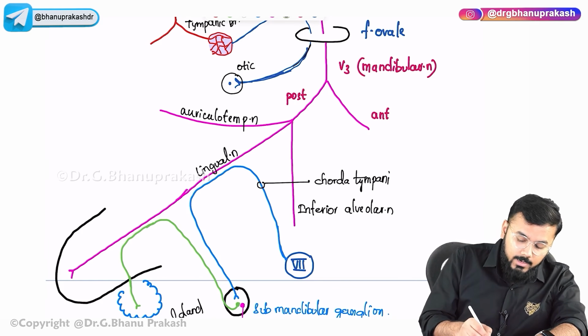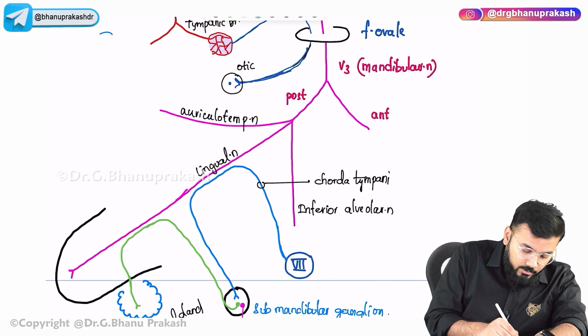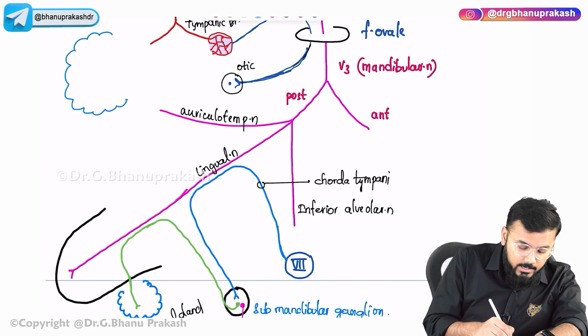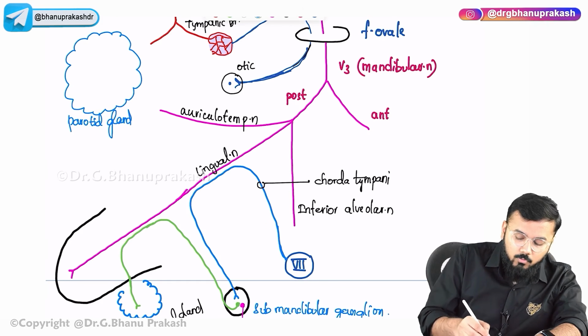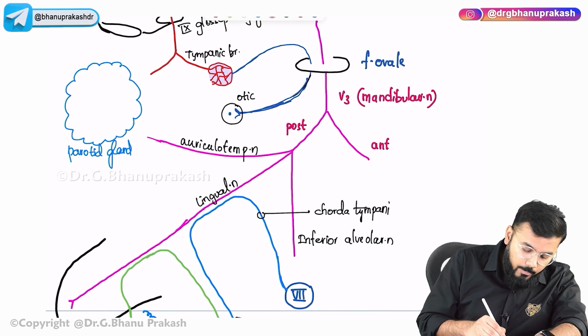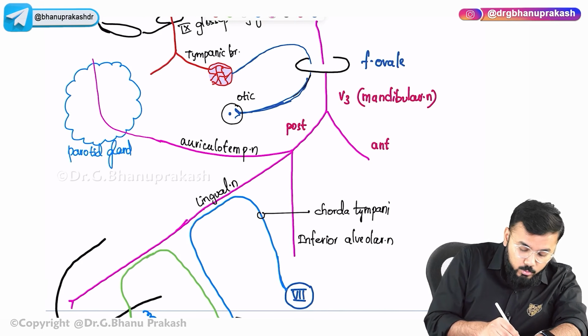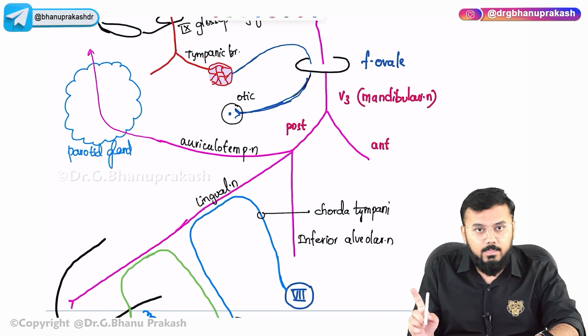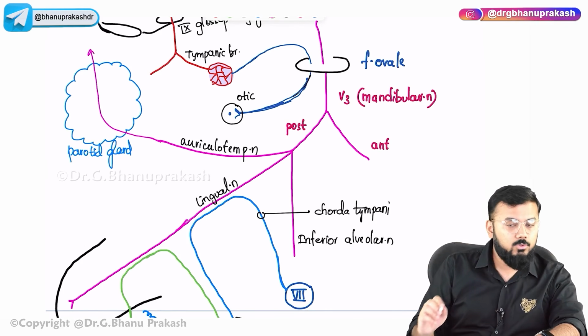Okay, now let us say that here you have got a gland called the parotid gland. So this one over here is your parotid gland. So what about this auriculotemporal nerve? The auriculotemporal nerve passes through the parotid gland, but it does not supply the parotid gland. It only passes through the parotid gland.